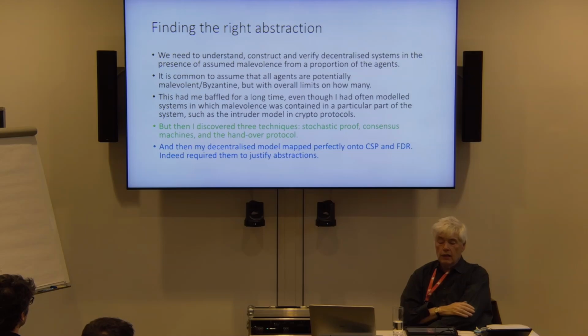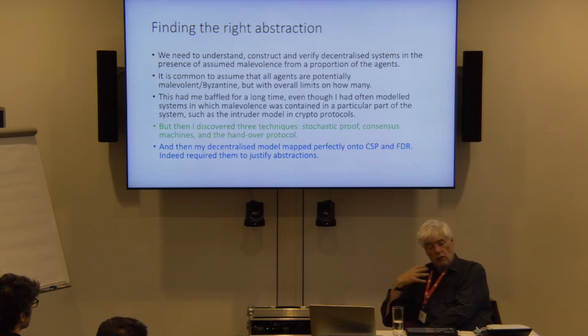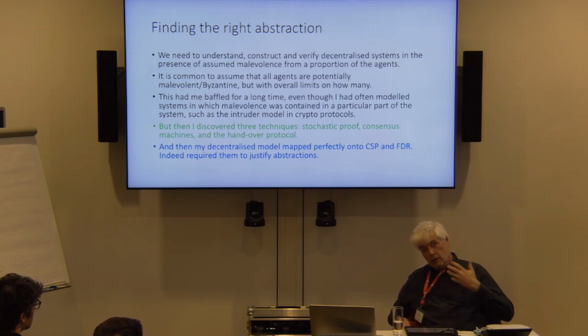And these are stochastic proof, which is the main topic of this talk, the consensus machine, which is very important to Antoine's talk, and the handover protocol, which is also important to Antoine's talk. But I'll talk about two of these things, roughly, in this talk. And then, of course, my decentralized model mapped perfectly into my old friends, CSP and FDR. And indeed, as we'll see later on, it required them to justify some of the abstractions that I had made, and therefore it was nice, as somebody whose origins were in verification, to find that I could go back to my old friendly tools and friendly abstractions.